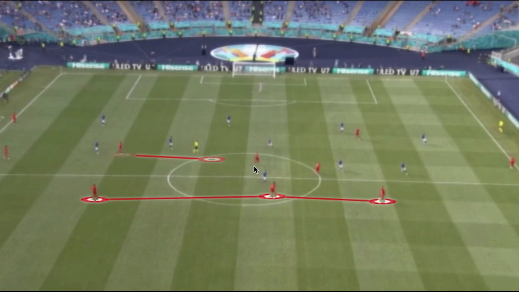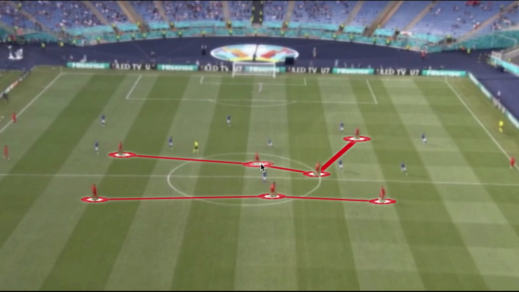They had a very fluid front 3 with wingers coming narrow and varying their height, with Gareth Bale playing in the half space and Daniel James as well varying his height with the other 3 midfielders, sometimes coming between the lines to then make runs through the half space, but more often than not holding the width.